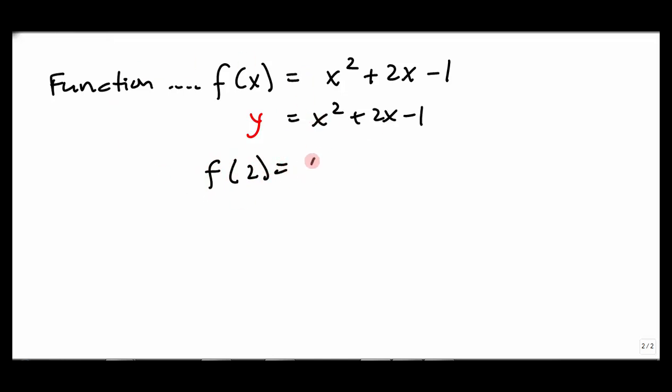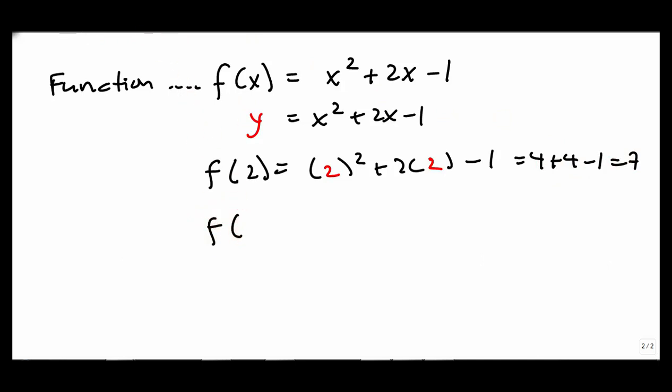Let's go ahead and look at the definition then of f(2). f(2) means that everywhere that I see an x in my original function, I'm going to plug in a 2. And then I could evaluate it. So for this case, 2² would be 4, plus 4, minus 1. 4 plus 4 is 8, minus 1 is 7. I could also look at an expression such as f of, let's say, negative 3.